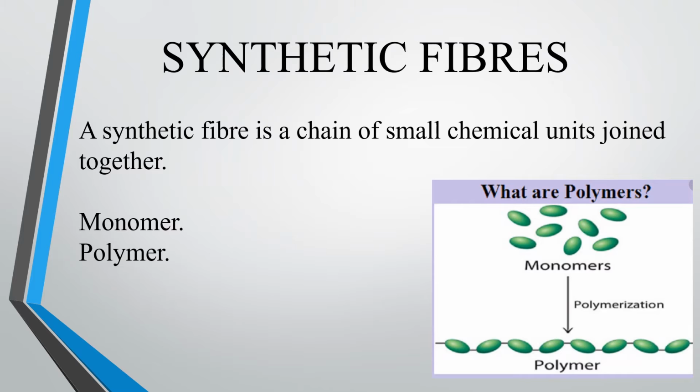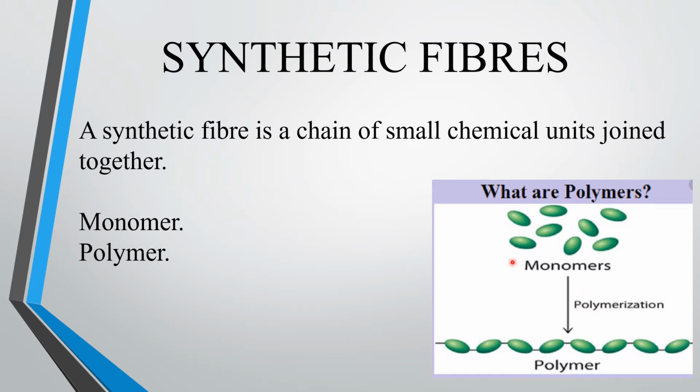So now let us discuss how these synthetic fibers are made and what is the structure of the synthetic fiber. A synthetic fiber is generally a chain of small chemical units which are joined together. So how do we call these small chemical units? These small chemical units are generally referred to as monomers.